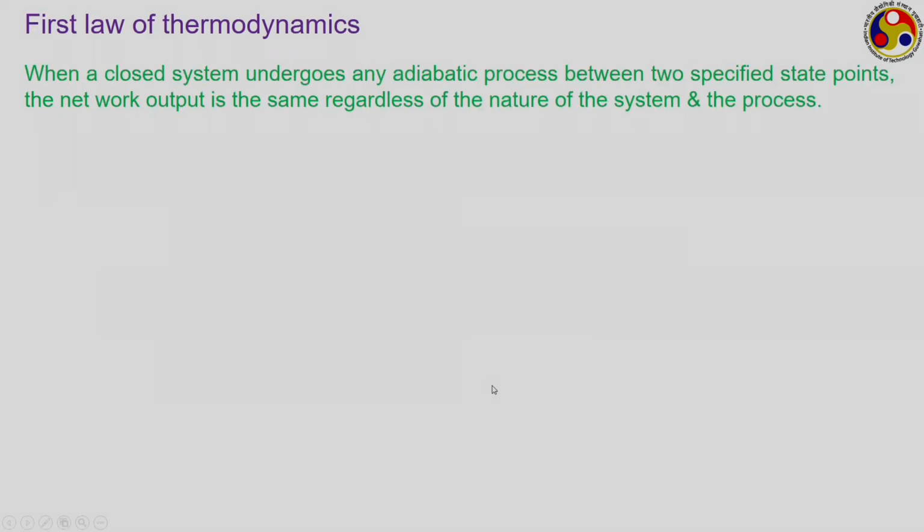Next is the first law of thermodynamics, which gives us an idea about the energy interactions or the magnitude of energy interaction between a system and surrounding. When a closed system undergoes any adiabatic process between two specified state points, then the net work output is the same regardless of the nature of the system and the process. So, if we identify a closed system like this, if it is undergoing any adiabatic process between two specified state points, like if we draw a diagram, let us say a PV diagram we are drawing.